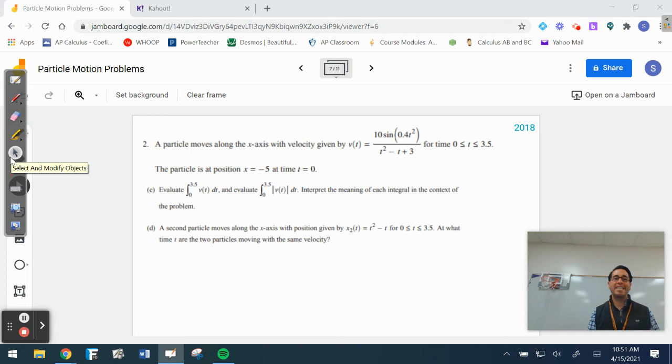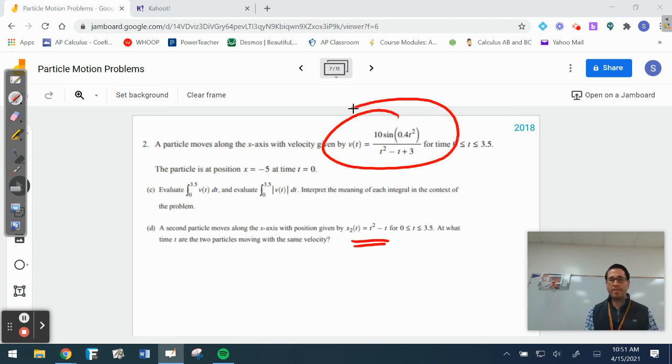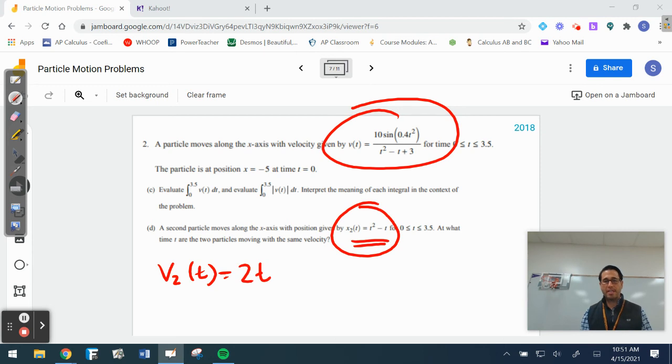All right, part D, the second particle moves along the x-axis with this position. So now they give me the position. At what time are the two particles moving with the same velocity? So I want to know when this guy's velocity is equal to that guy's velocity. So I'm going to find the velocity of my second dude, which is just 2t minus 1. I'm going to set that velocity equal to v of t from up here.